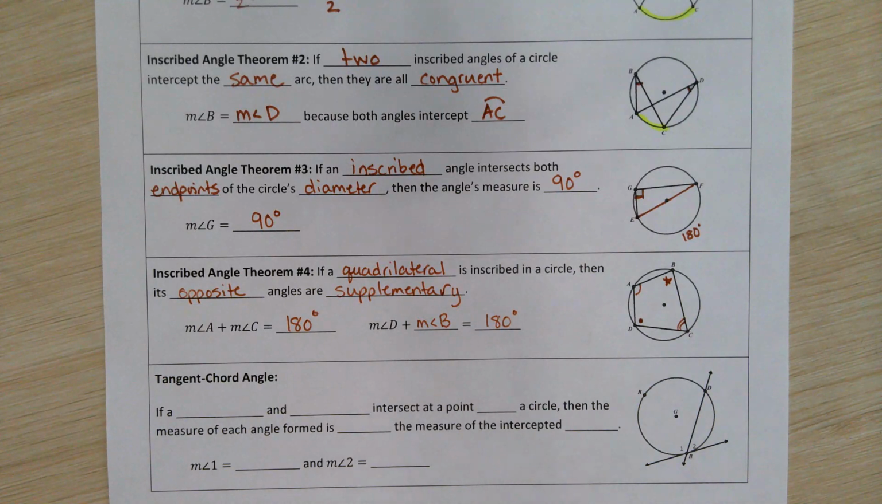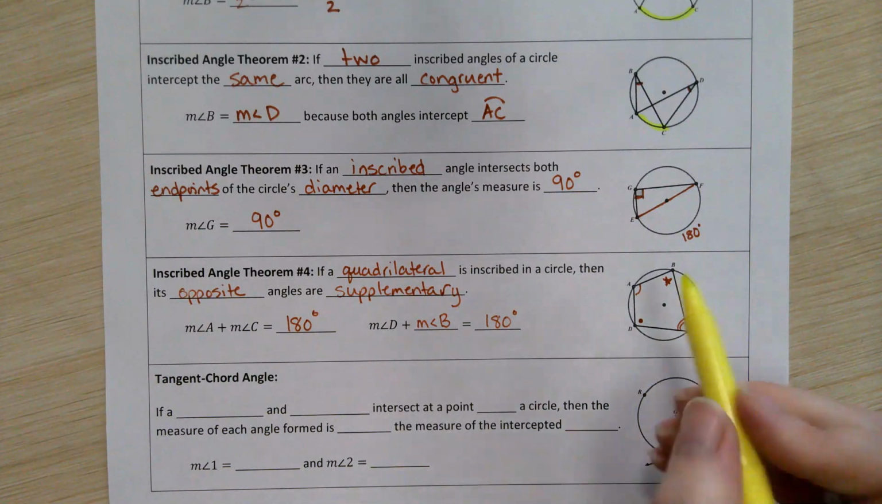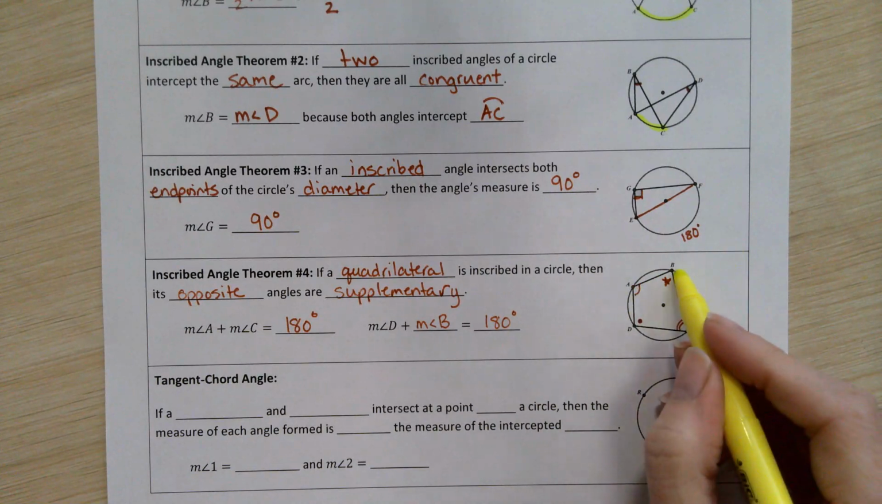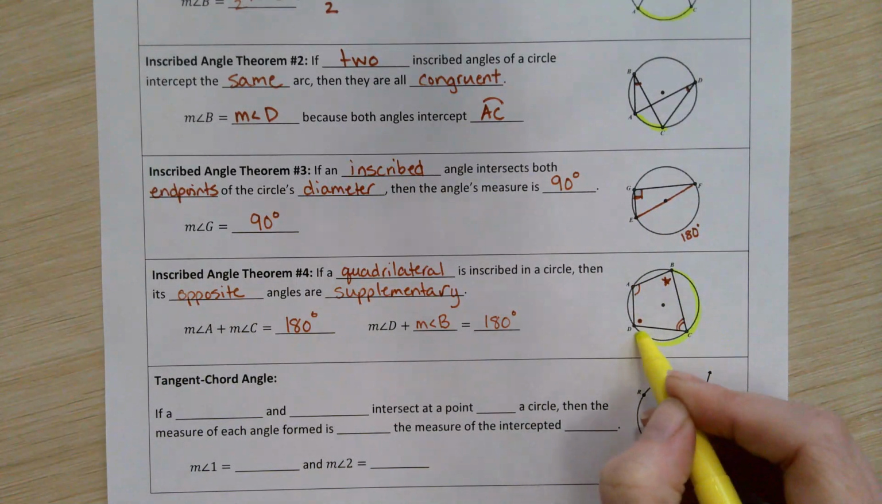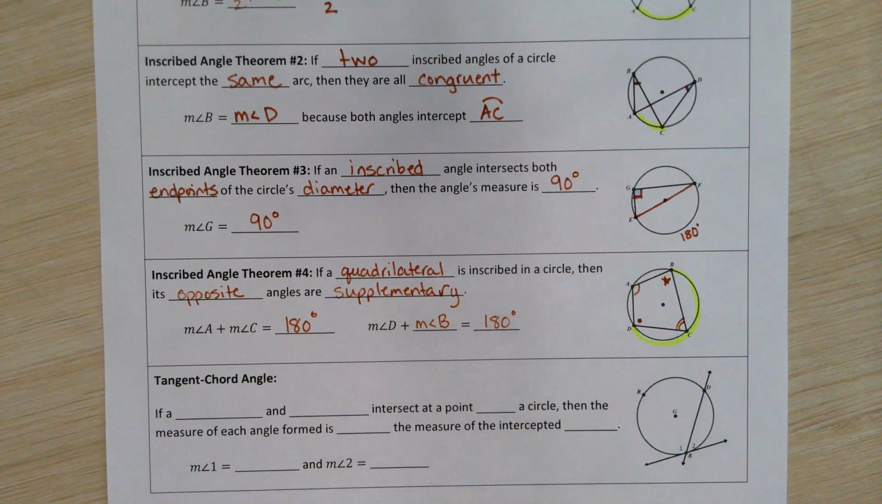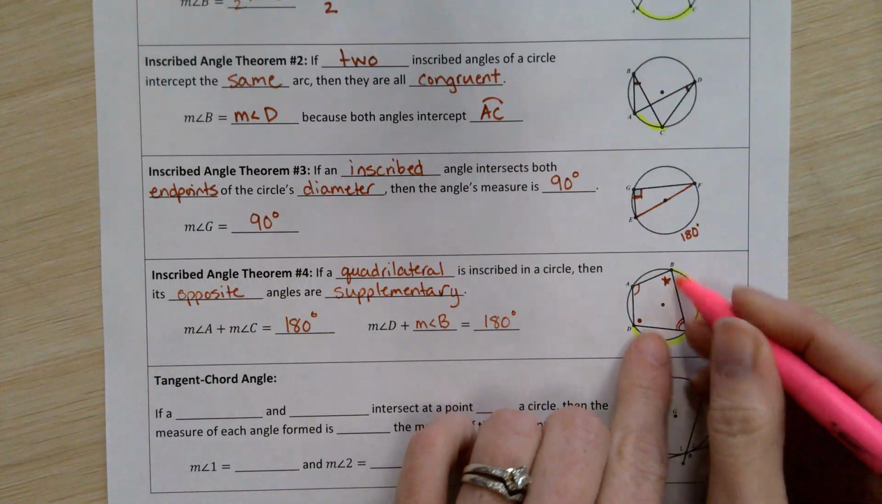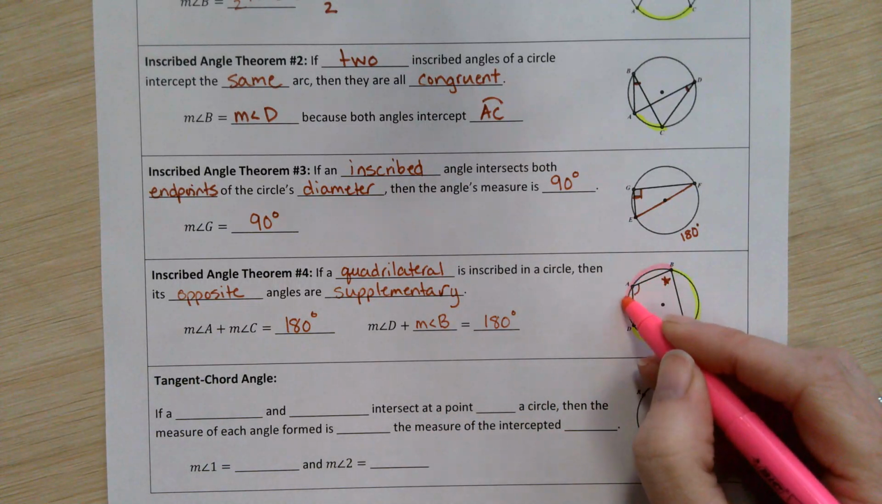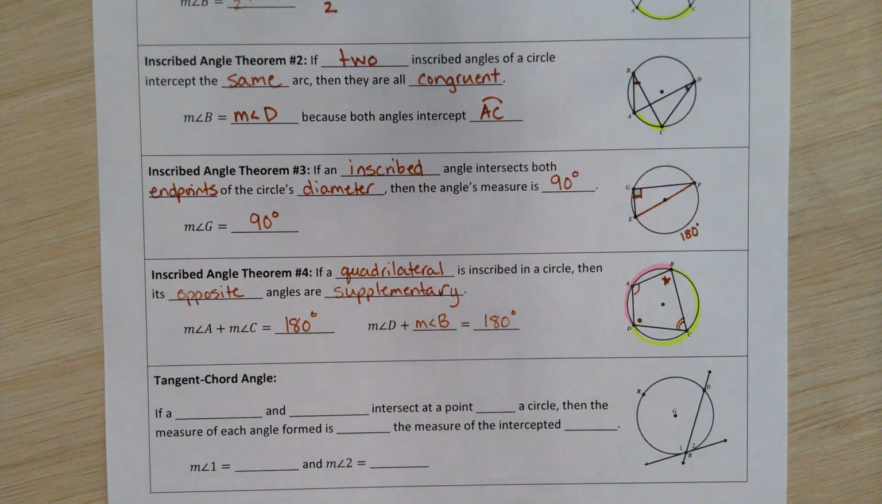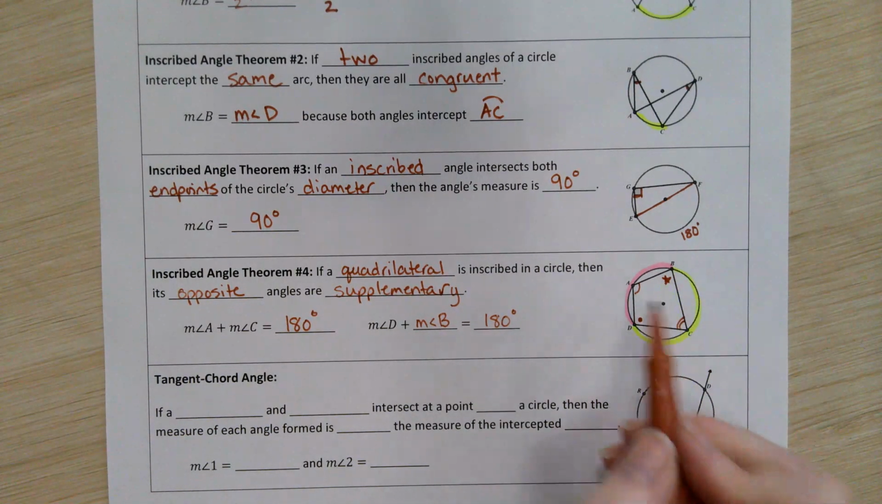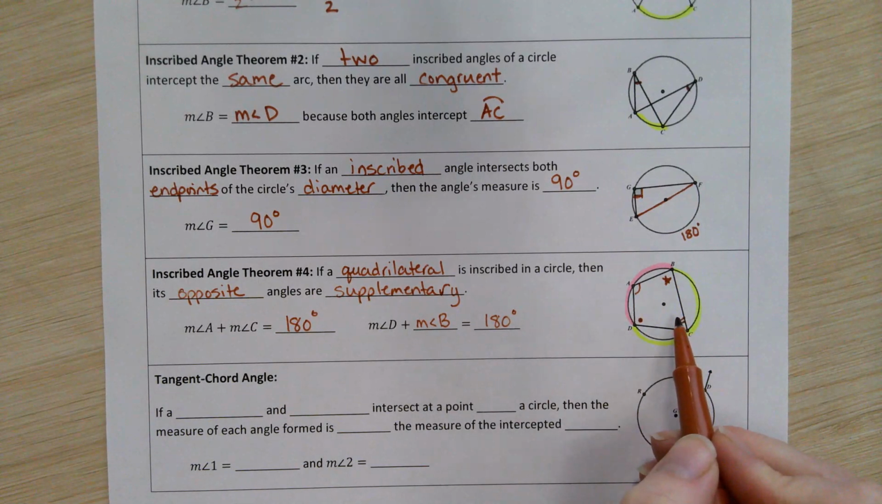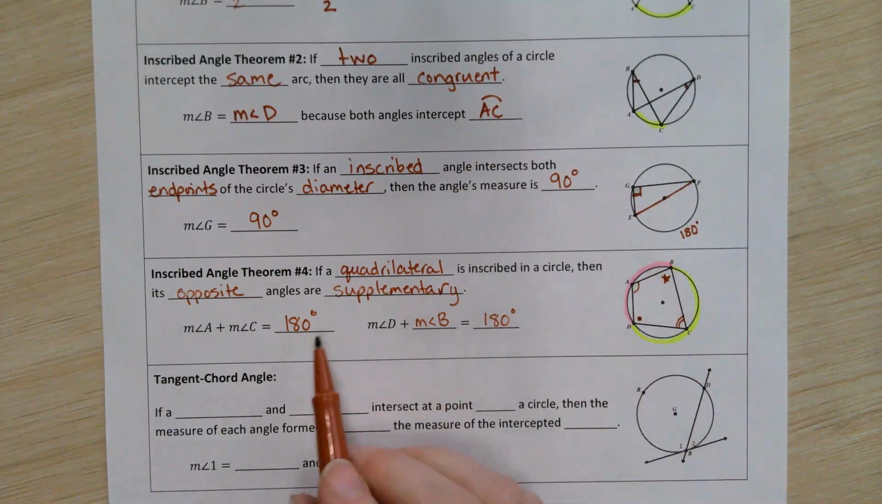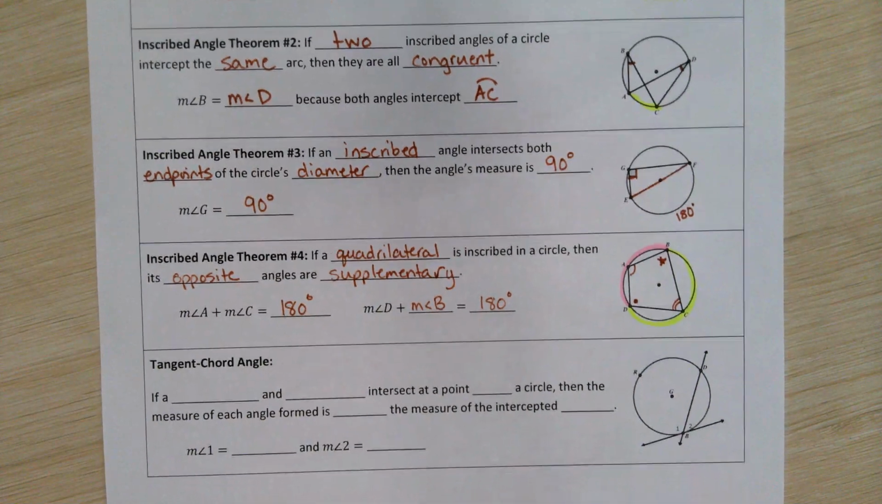And that happens because if we take a look at angle A, the intercepted arc would be this arc right here. If we take a look at its opposite angle, angle C, the intercepted arc would be this one right there, and together those 2 intercepted arcs add up to be 360. Since they're inscribed angles, their sum would be half of 360, which is where the 180 or the supplementary idea comes from.